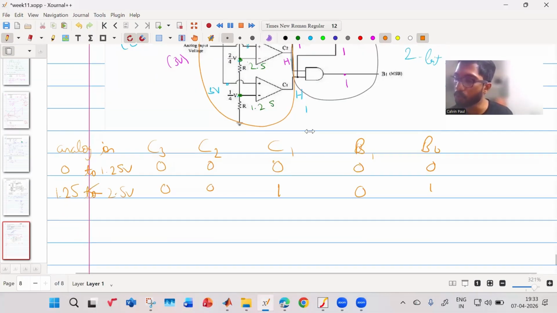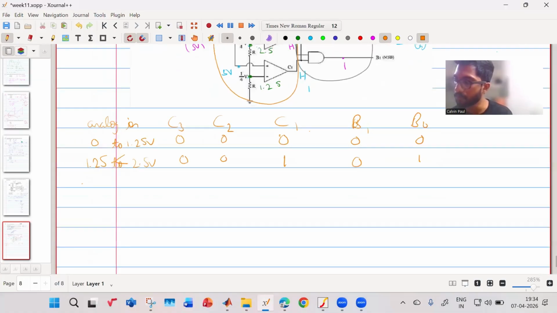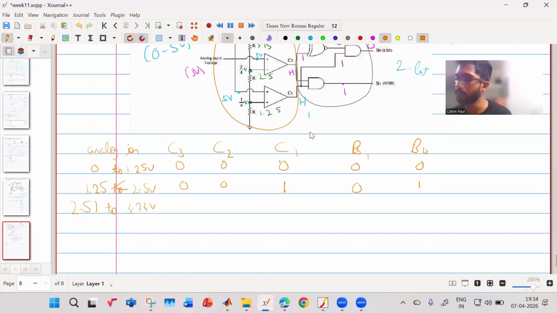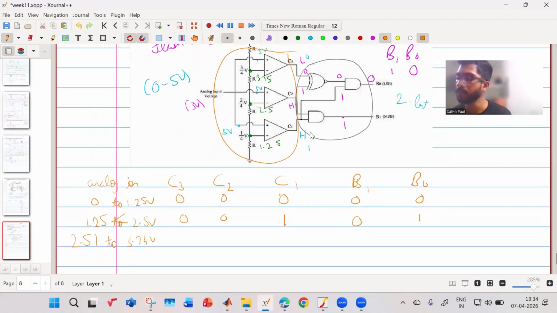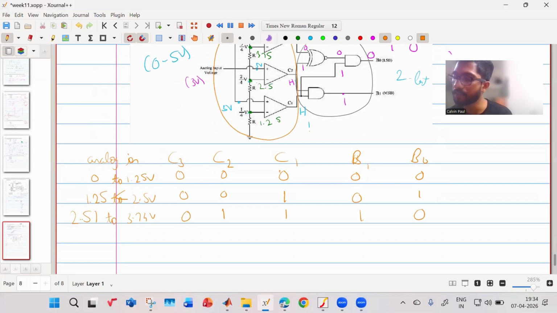Then if it is between 2.51 and 3.74 volt, something like that, then what will happen? C3 is 0, but C2 and C1 both will be high. So in that case, this should be 1 and 0, right? And when it is greater than 3.75 volt, then all are high. Then this should give 1 and 1.